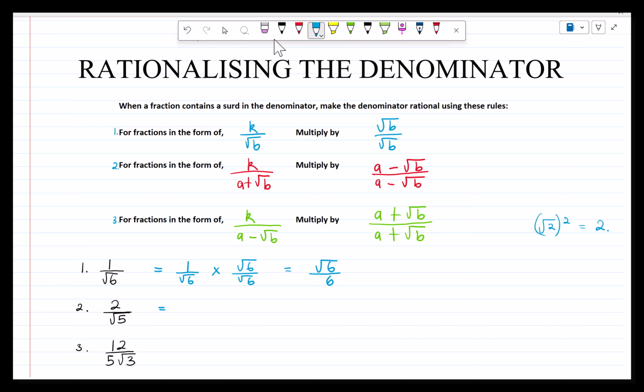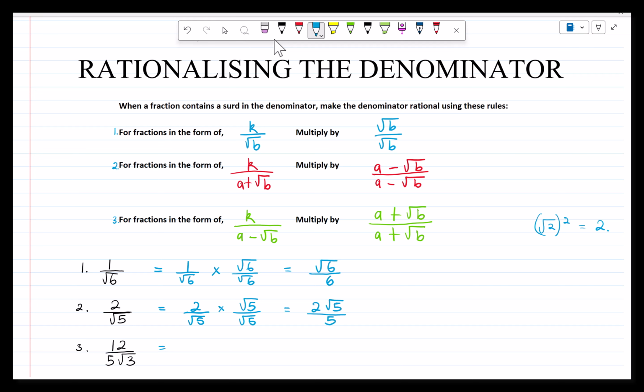And then for number 2, we have 2 over root 5. Again, in this example, we are going to be using rule number 1, and that is 2 over root 5 times root 5 over root 5, which is equal to 2 times root 5 is 2 root 5 over root 5 times root 5 gives us 5.